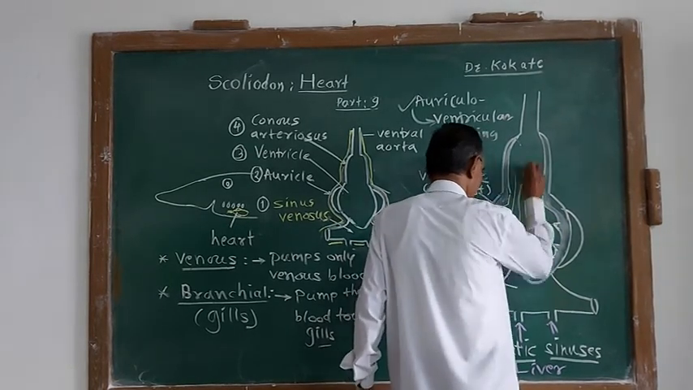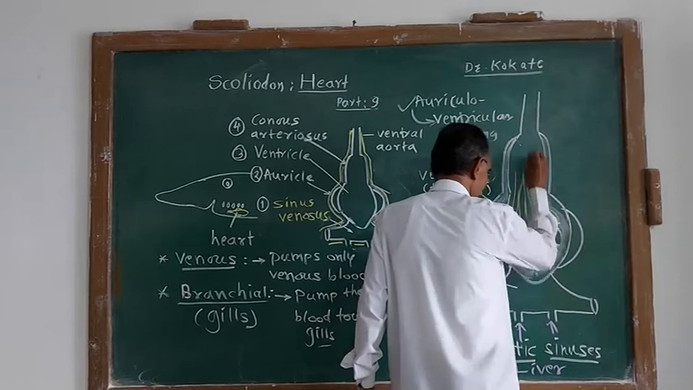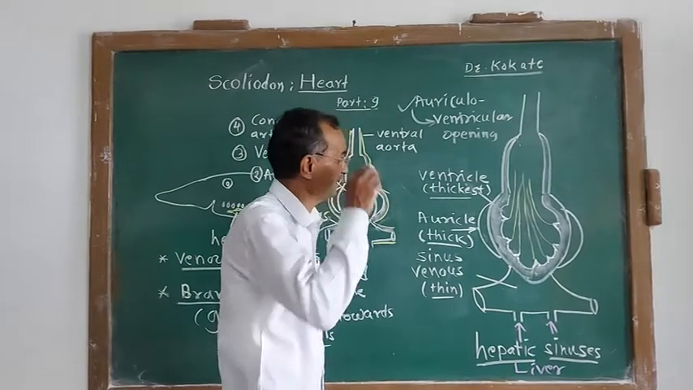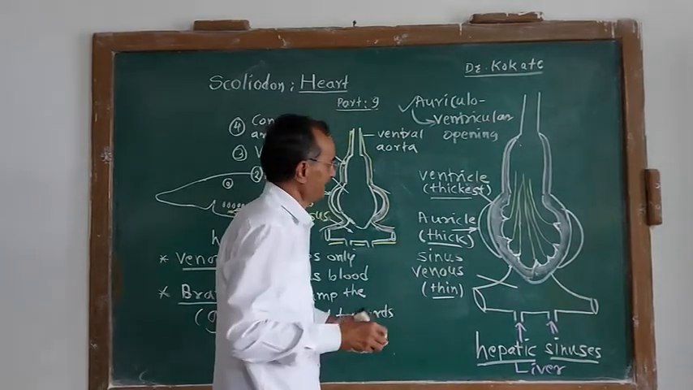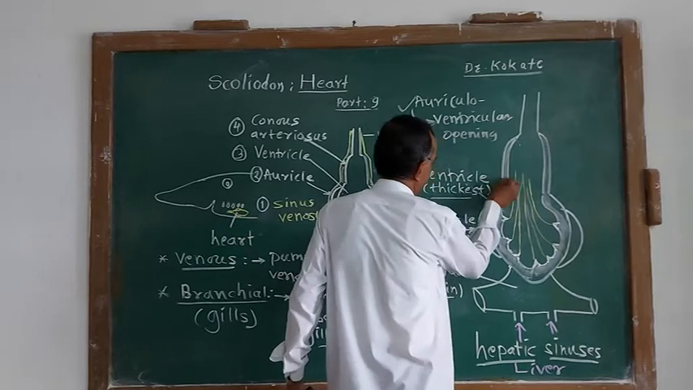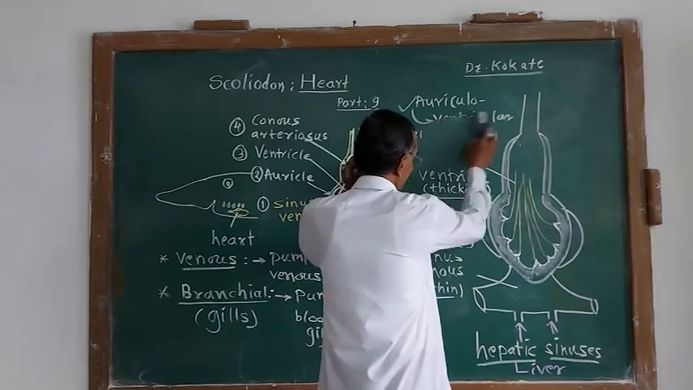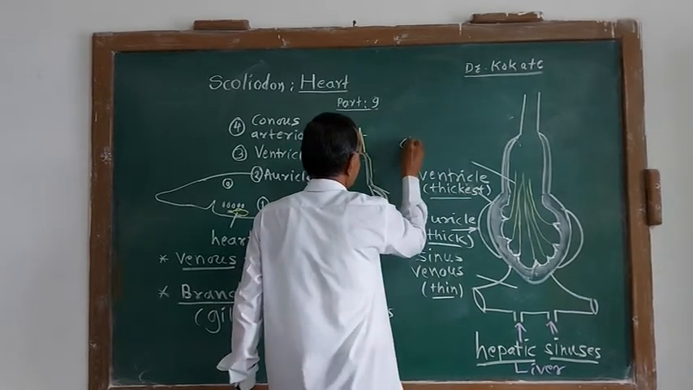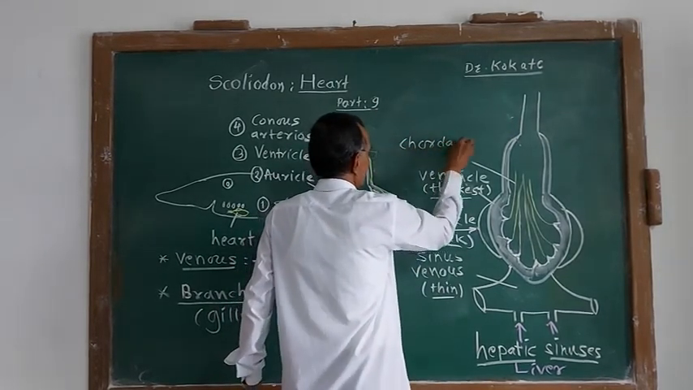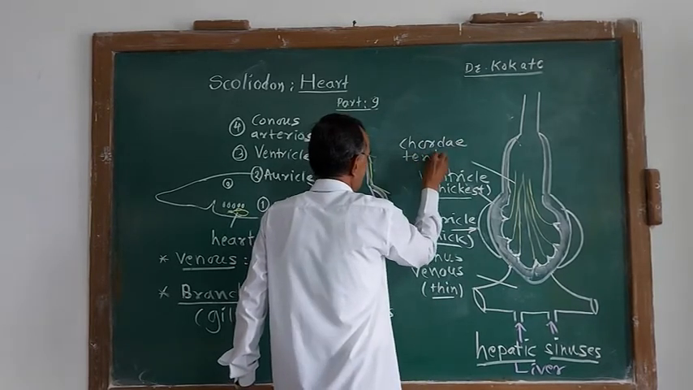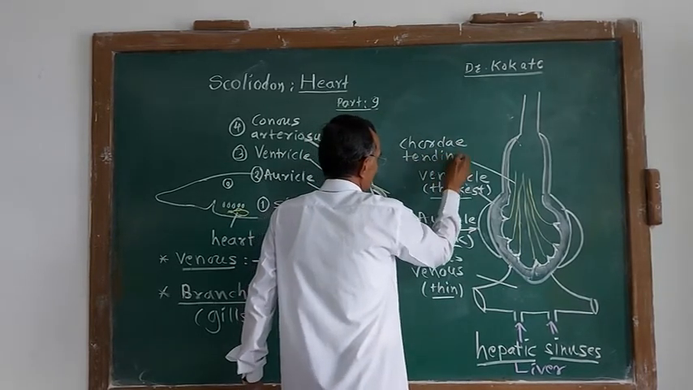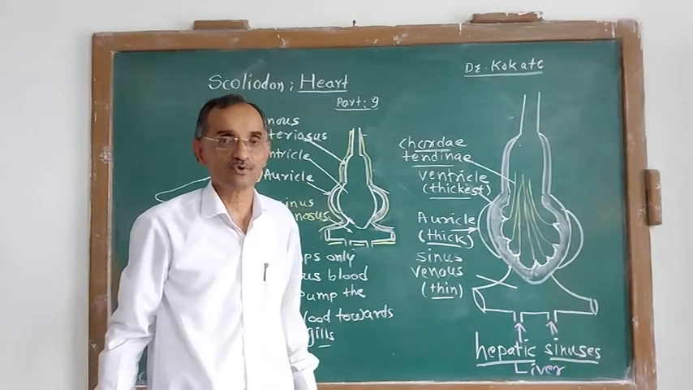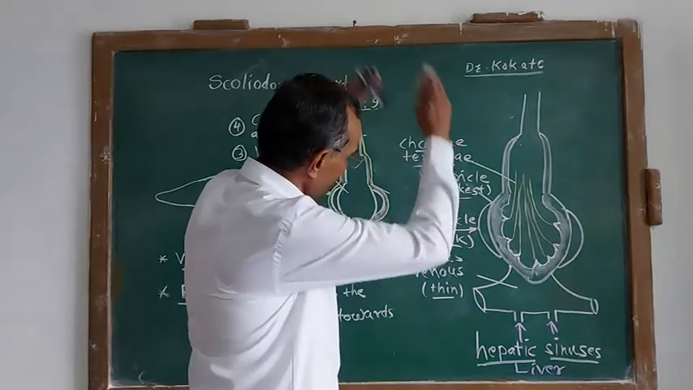These muscular threads are called tendons, or chordae tendineae. Remember the name: chordae tendineae. It is a Latin term. What does it indicate? Tendons present in the chordate heart, so they are called chordae tendineae.